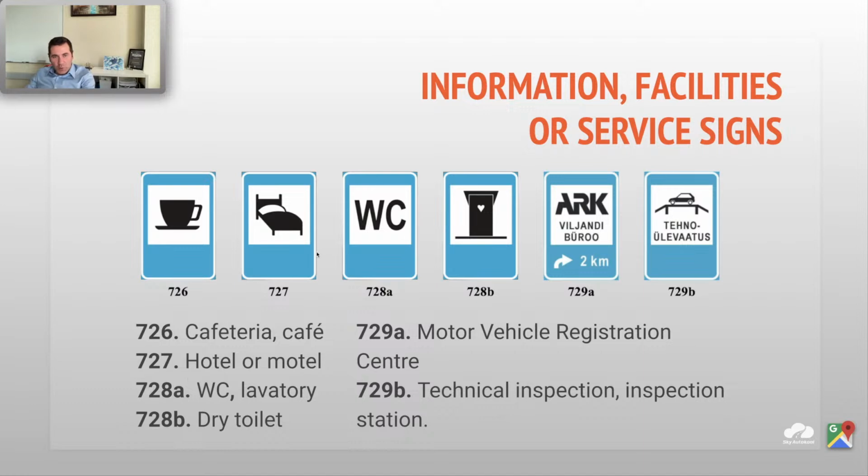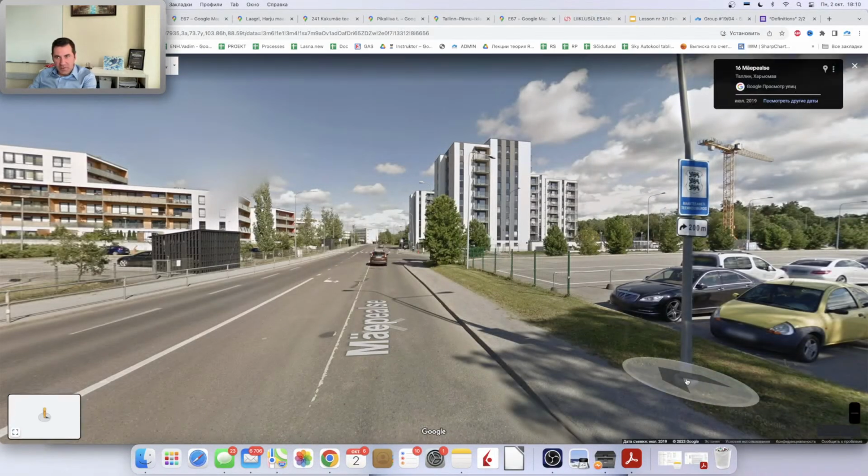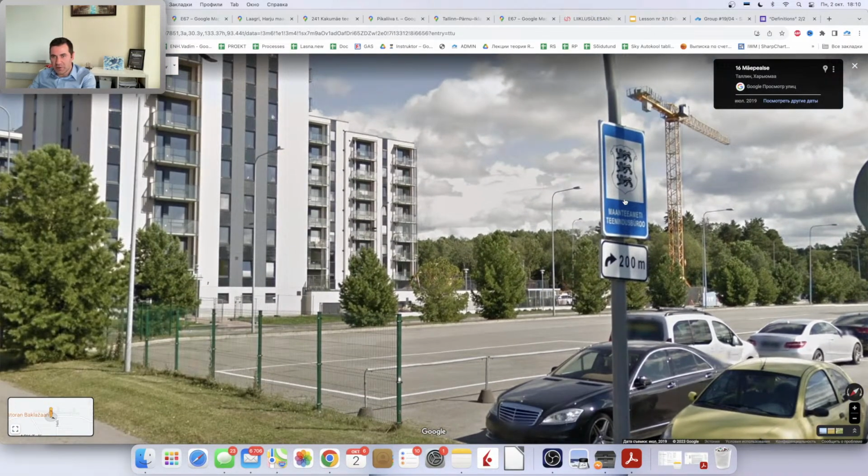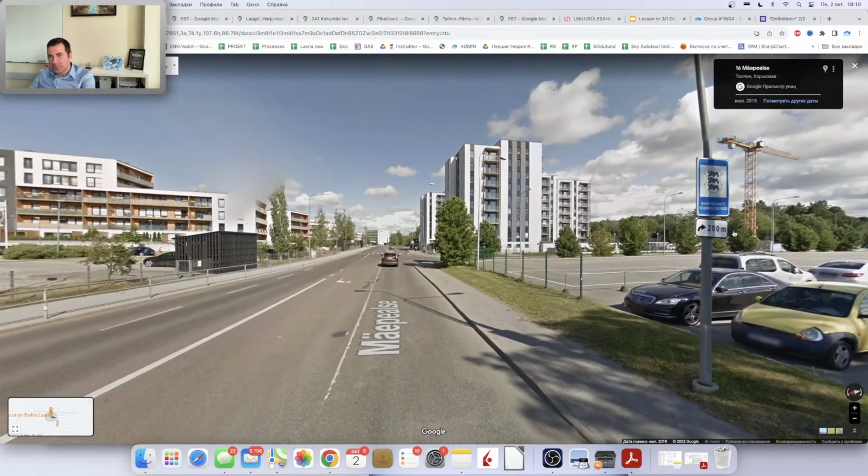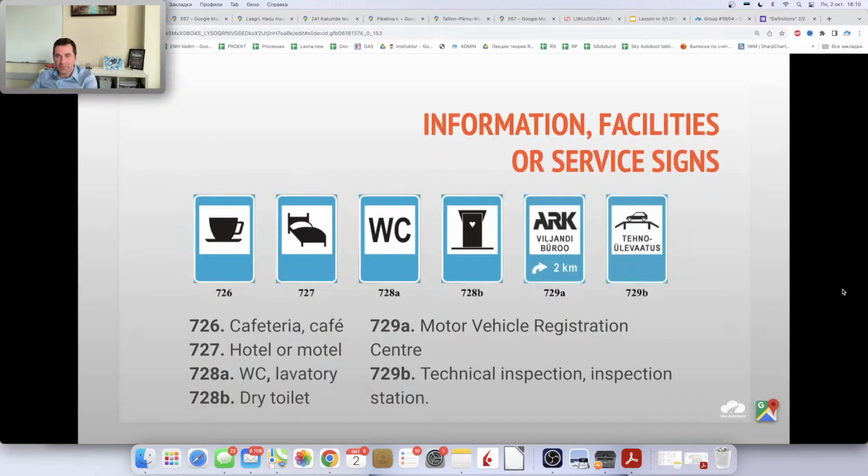Coffee place, hotel or motel, toilet, lavatory, dry toilet, motor vehicle registration center, technical inspection station. Let's check what we have here. For example, like this again, there will be road administration, the place where you will start your theory and driving exam, and place where you finish also. So when you will be finishing your driving exam, you can see the sign, well, that means that you almost passed, because it's 200 meters to the right, and you can find this place. It's in Mustamäe, right? Yeah, exactly, in Mustamäe.